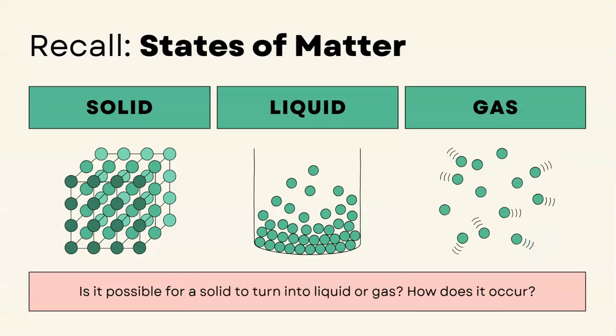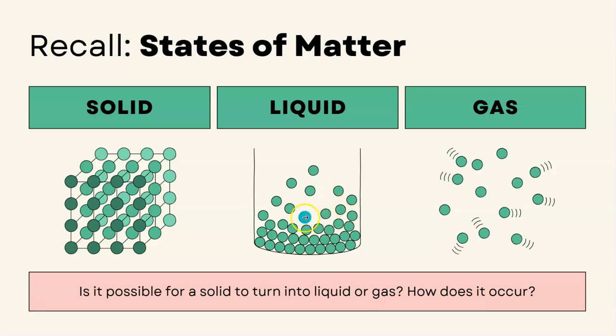Remember the states of matter? There are three states of matter: solid, liquid, and gas. And these diagrams show how the particles in each state of matter are arranged. In a solid, they are close together and regularly arranged in a systematic way.